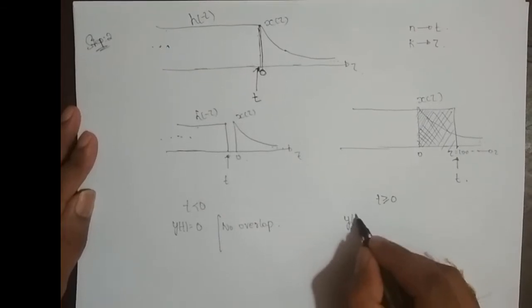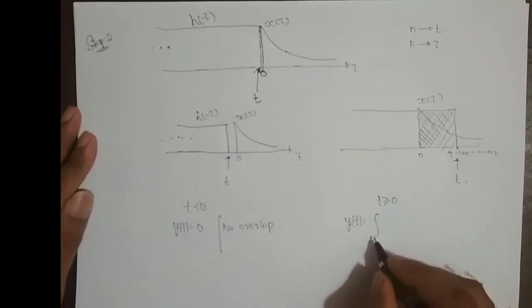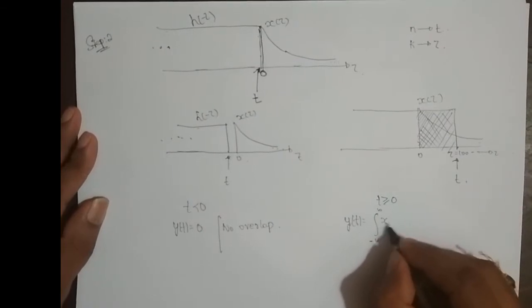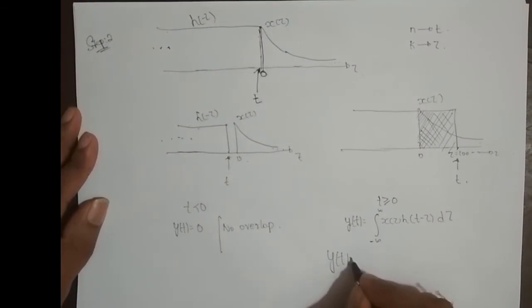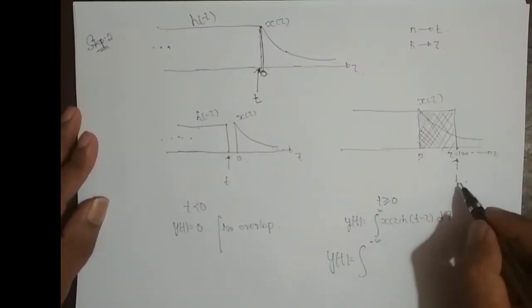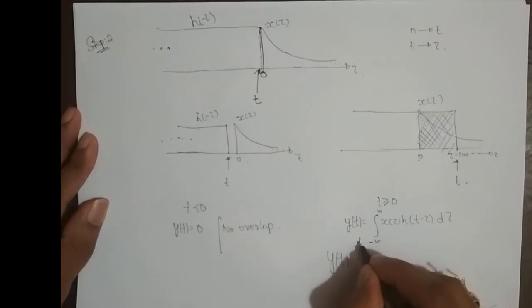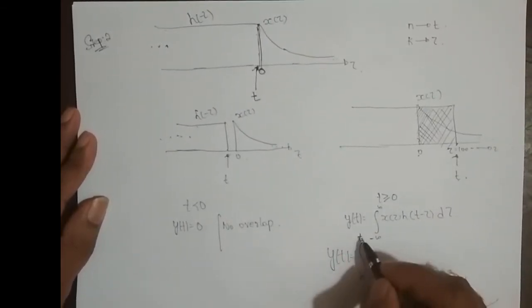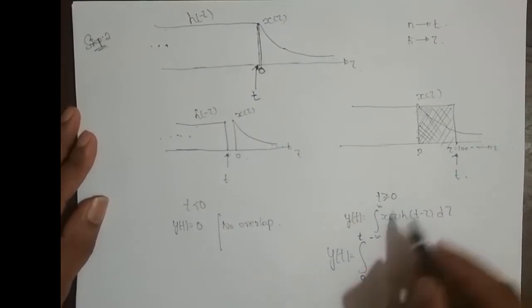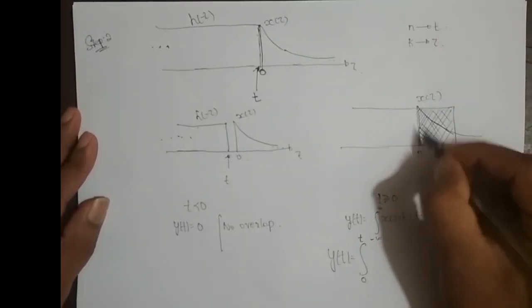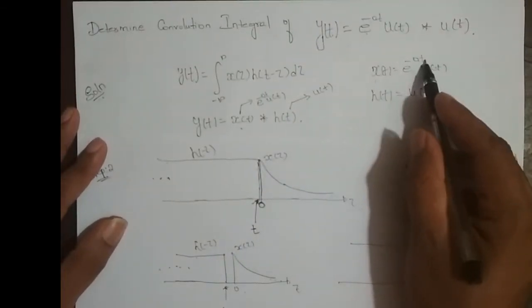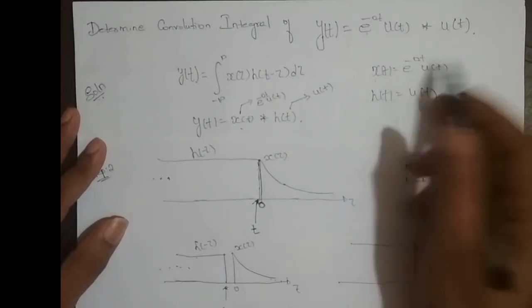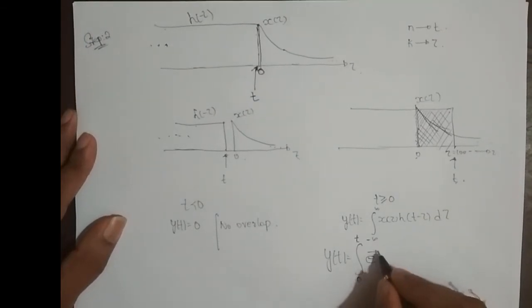So what is the output of the system? Y of t is integrating. What is the formula? Minus infinity to infinity x of tau h of t minus tau d tau, right? Now y of t is equal to integrating from 0 to t, right? Starting from 0 up to where I keep my value t, lower limit and upper limit. So x of tau, what is the value of x of tau? This is my x of tau, right? And how is x of tau defined? If x of t is e power minus a t, what is x of tau? X of tau is e power minus a tau, right? So anyhow u of tau is 1, so we don't have to write. It is nothing but e power minus a tau.